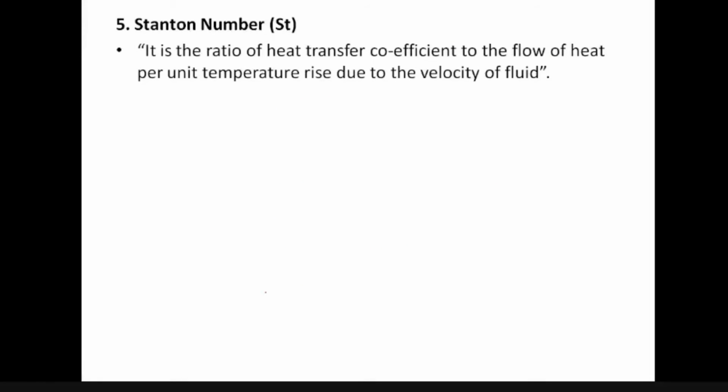Now there is another number that is called the Stanton number. Stanton number is the ratio of the heat transfer coefficient to the flow of heat per unit temperature rise due to the velocity of the fluid. So here I can write Stanton number equals h into delta T divided by rho V Cp. Rho V Cp is the rate of heat transfer into delta T.